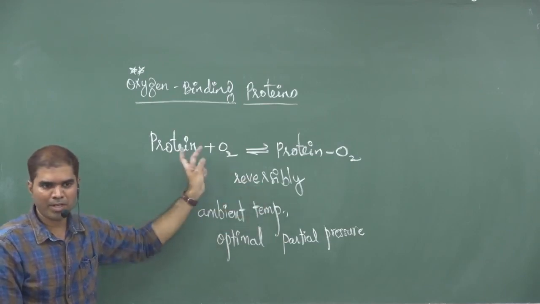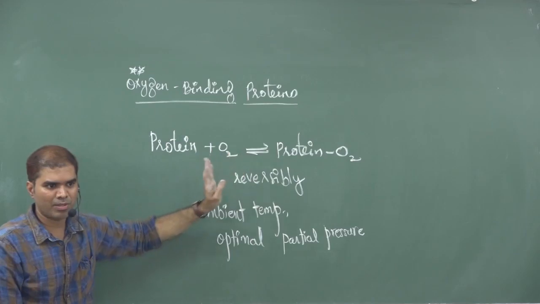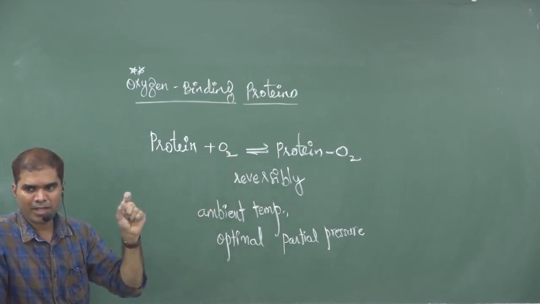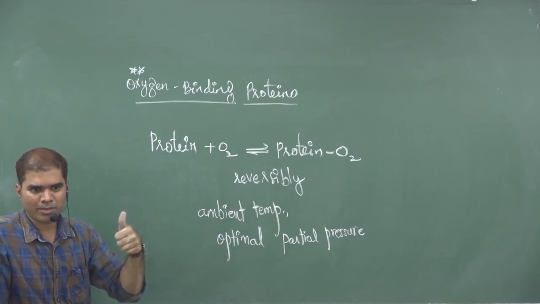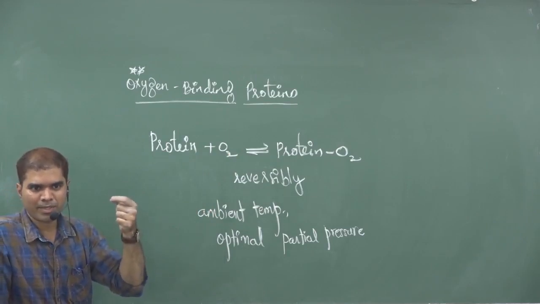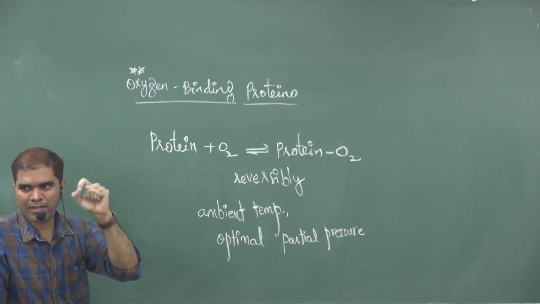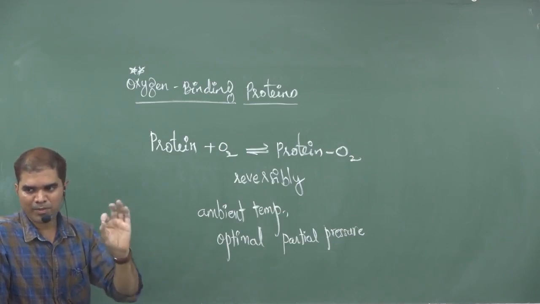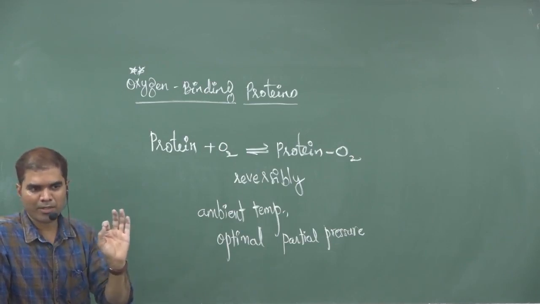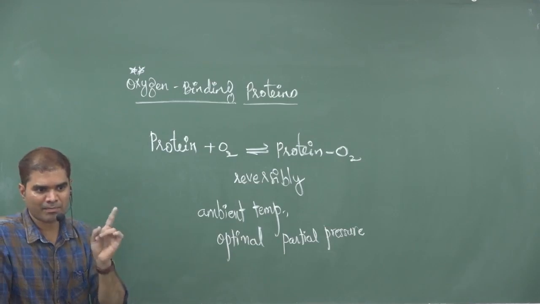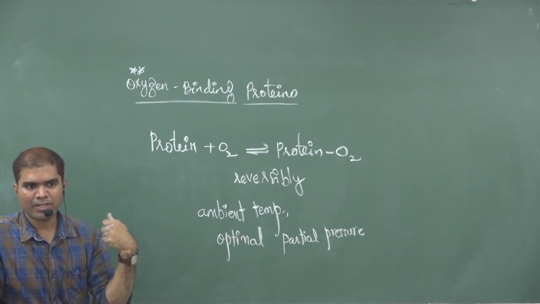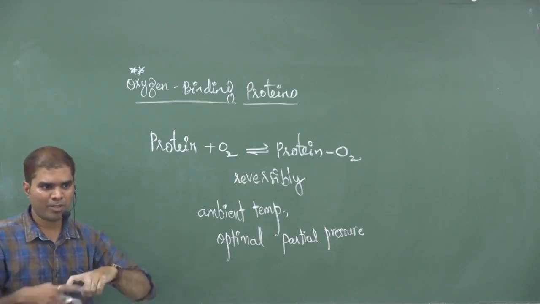Such bonding is called reversible bonding, and it should not be very strong. The bonding between the protein and the dioxygen should not be very strong. It should not be like iron and cyanide. Iron and cyanide form a very strong bond. You might have heard about cyanide poisoning. Even a little amount of cyanide is immediately poisonous because iron binds to cyanide so strongly that it will not come out. It is very difficult to come out because cyanide is a sigma donor and a pi acceptor. So multiple bonding will be there, and the bond will be strong.